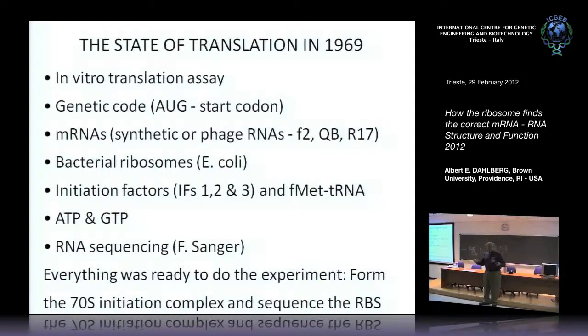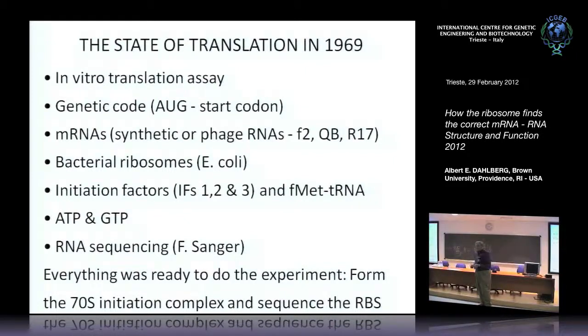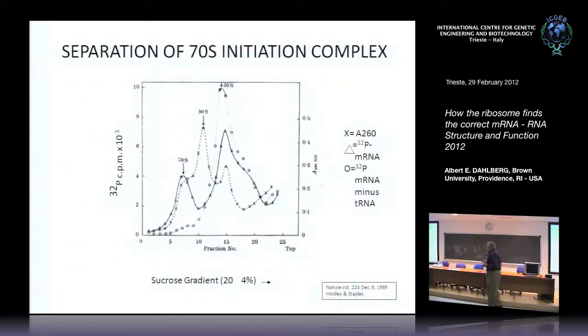And of course, the experiment is essentially to take radioactively labeled messenger RNA, bind a ribosome to it, chew away the free RNA that wasn't protected by the ribosome, and then sequence that region and find out what it contained. What was the information in addition to the AUG, which was what they were looking for.